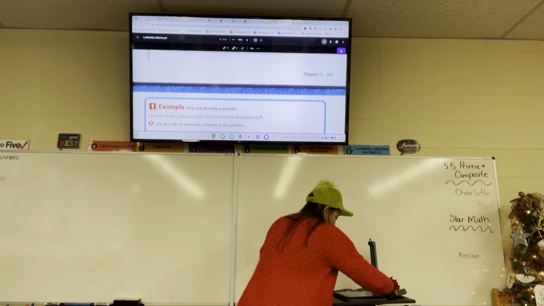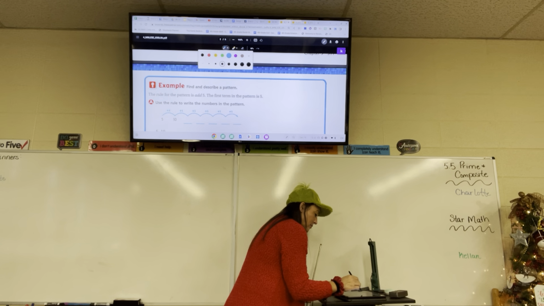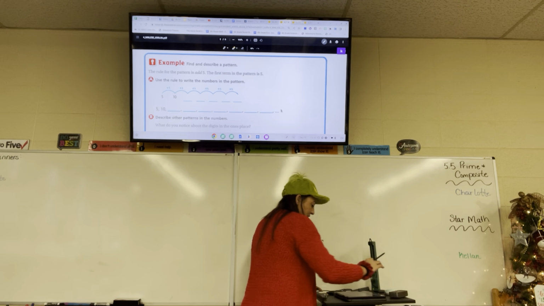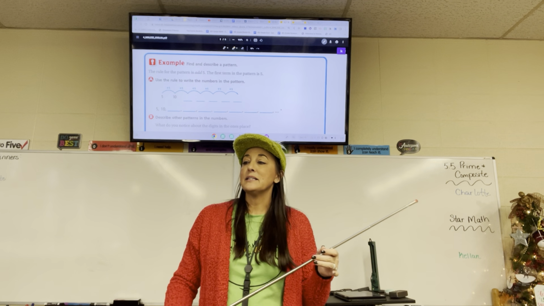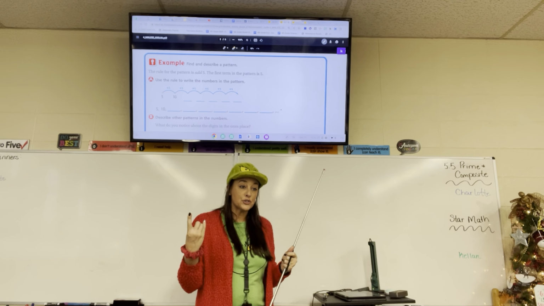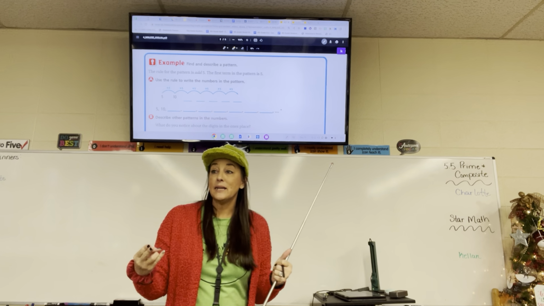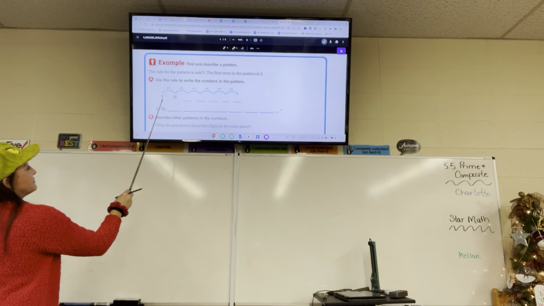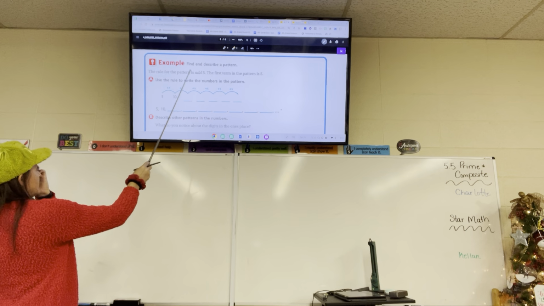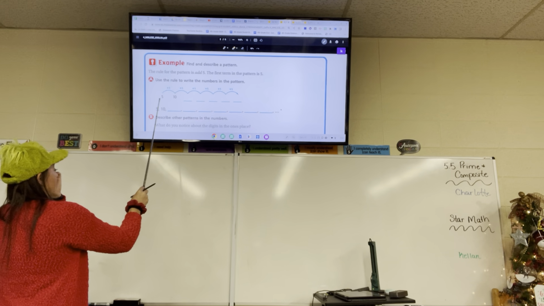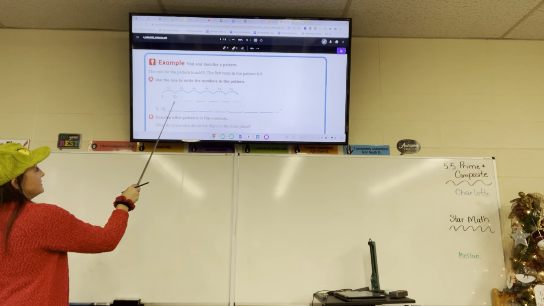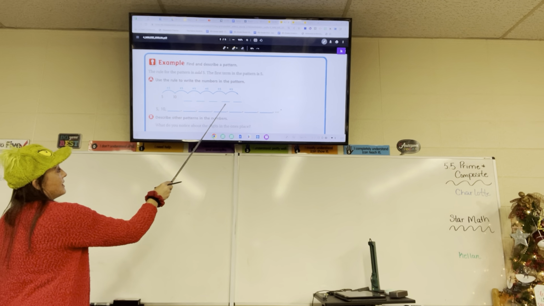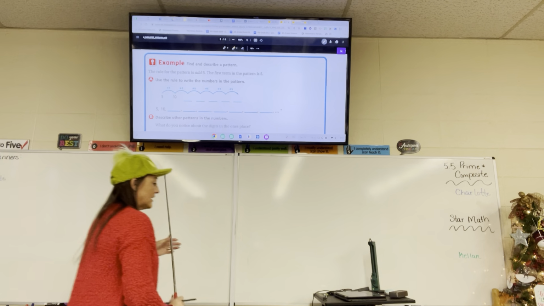Okay. Next is to find and describe a pattern. The rule for the pattern is add five. The first term in the pattern is five. So as long as you have the first term and what the rule is, you can extend that pattern, right? The first term is five, and the rule is each time you jump, you add five. So five plus five, ten. Ten plus five, 15. Plus five, 20. Plus five, 25. Plus five, 30. Plus five, 35. Very good.